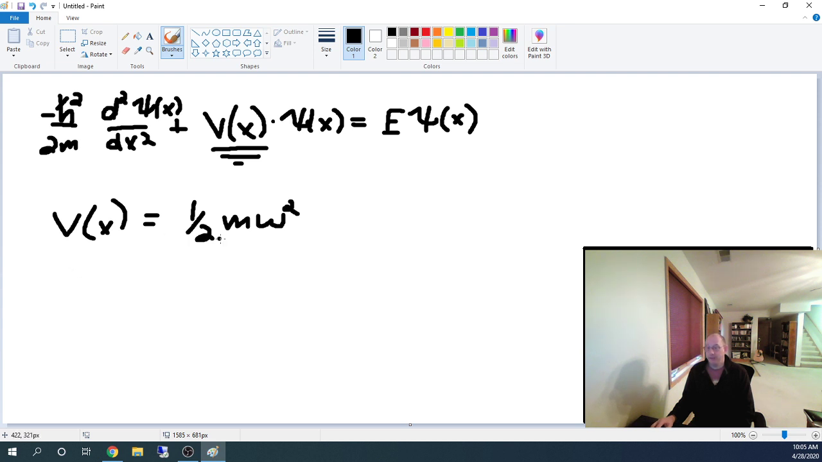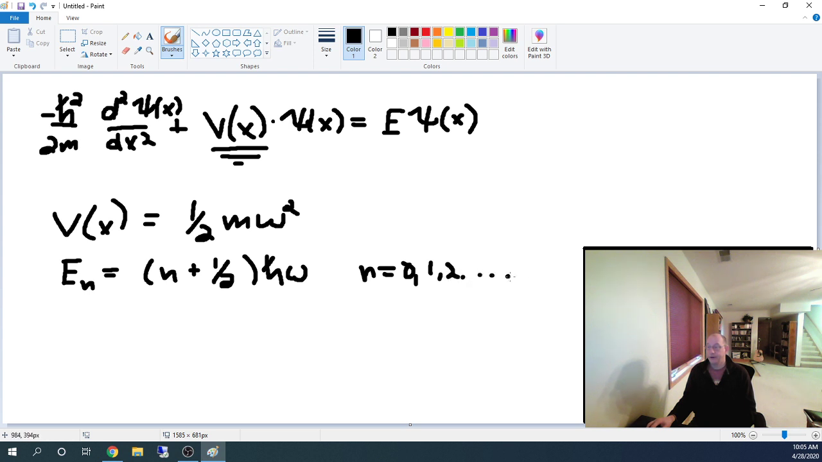And then we found that for this potential, because of the application of the boundary conditions and all that sort of stuff, there were again energies associated with each individual wave function. So it was an eigenvalue problem. The energies correspond to n plus a half times h bar omega, where n is an integer starting at 0, 1, 2, etc. Okay, and then the wave functions are more complicated.